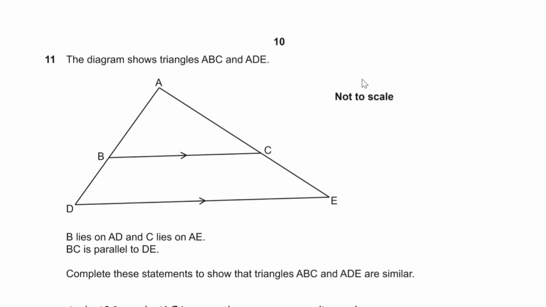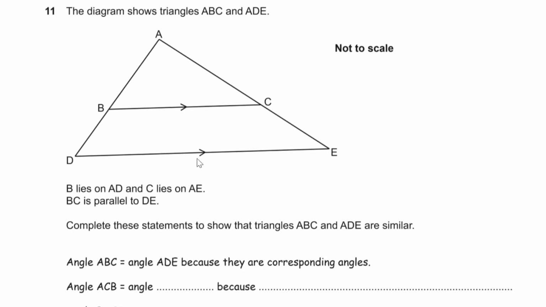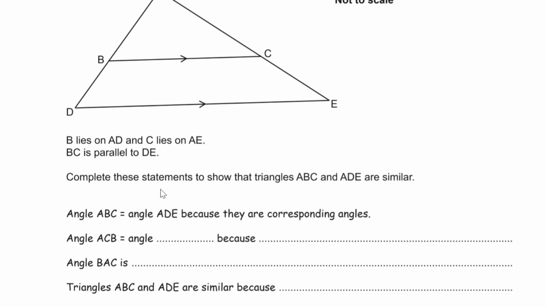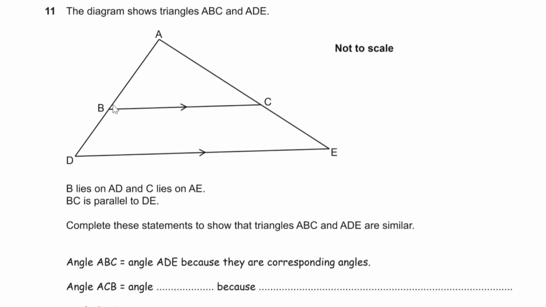Question number 11. The diagram shows triangle ABC and ADE. B lies on AD and C lies on AE. BC is parallel to DE, and that's shown by these arrows here. We have to complete these statements to show that triangles ABC and ADE are similar. Well, the angle ABC, that is this angle over here, is equal to the angle ADE, which is this angle here. And that's because they are corresponding angles.